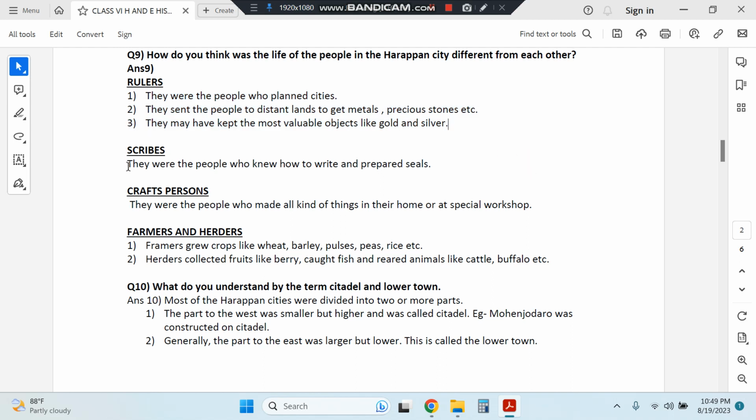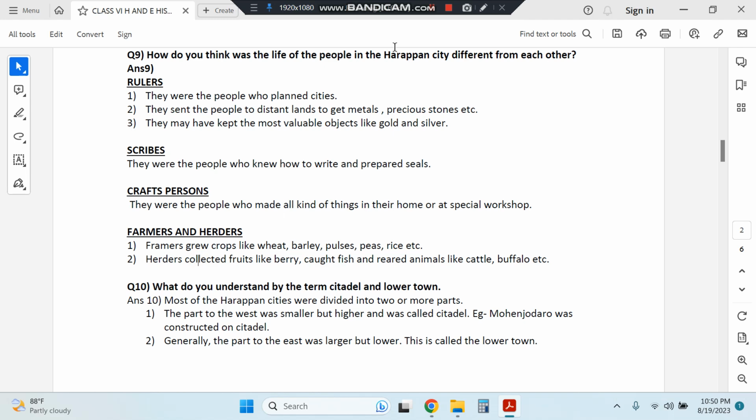Then there were scribes. These are the people who knew how to write and prepare seals. So they were used for writing purposes. Then there were craft persons who made all kinds of things like beads, bricks or jewelry, etc. And then there were farmers and herders. Farmers grew crops like wheat, barley, pulses, and herders collected fruits, caught fish, and reared animals.